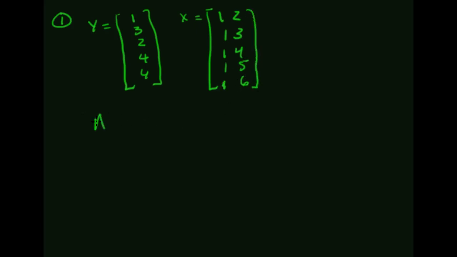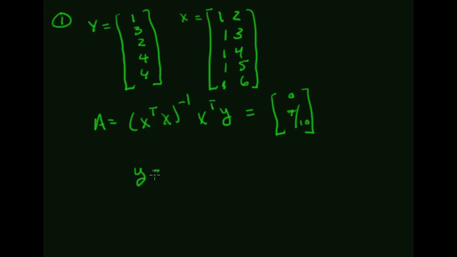You have MATLAB calculate the vector (x transpose x) inverse times x transpose y. That comes out as the vector 0, 7 tenths. So the regression equation is going to be y is equal to 7 tenths x. And that's it for problem number 1.